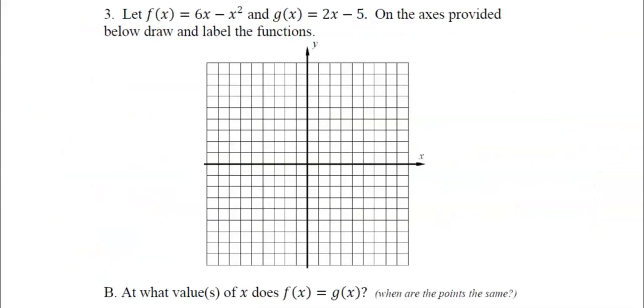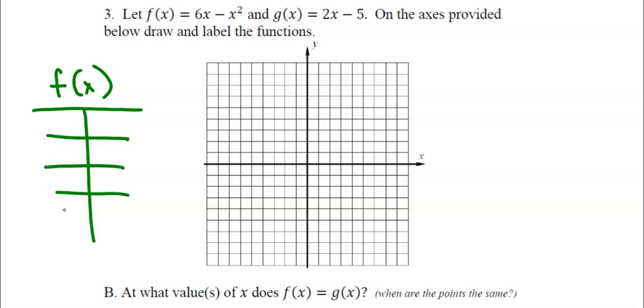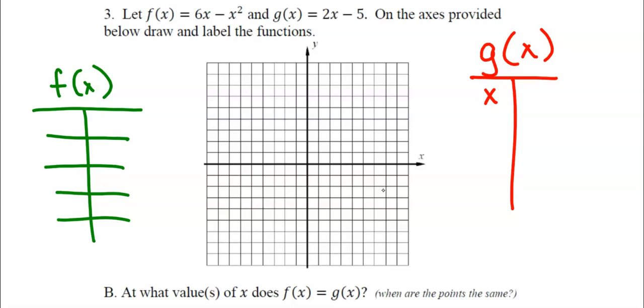Question number 3. Let f of x equals 6x minus x squared and g of x equals 2x minus 5. On the axes provided below, draw and label the functions. All right, so function f of x needs a table of points that fit on the graph. So does g of x. It also needs a table of points that will fit on the graph, a table of x and y values.